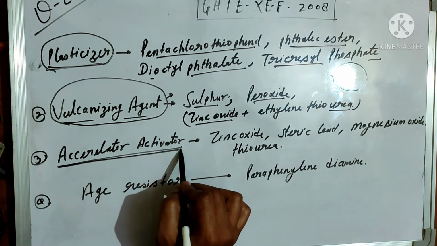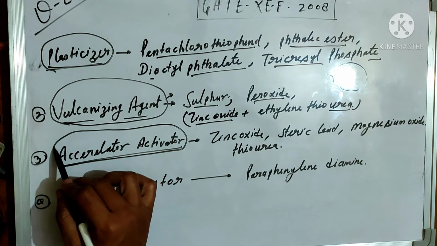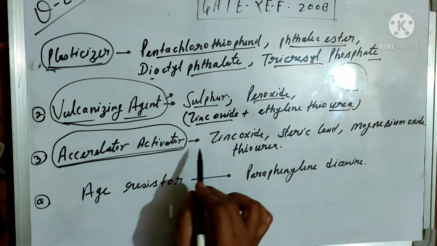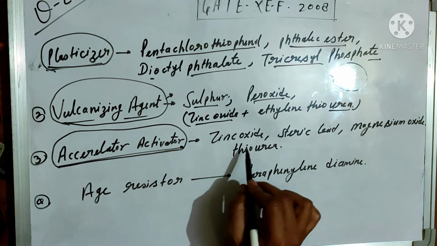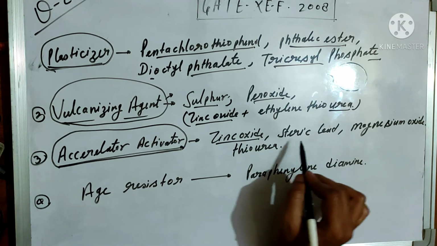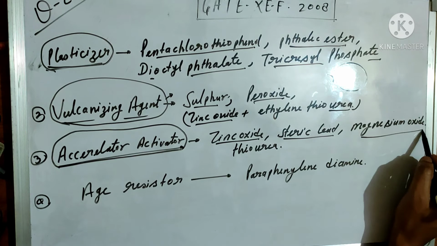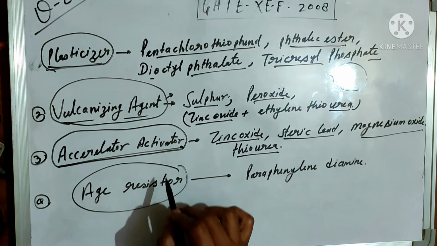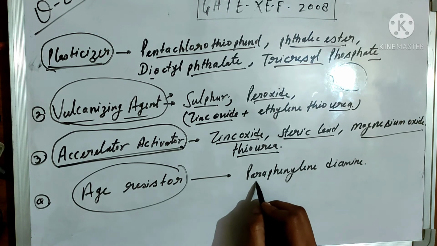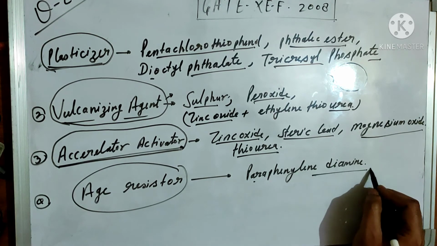Accelerator activator is used to increase the vulcanizing rate in the elastomer. Some accelerator examples: zinc oxide, stearic acid, lead, magnesium oxide and thiourea. Age resistor example: paraphenylene diamine.